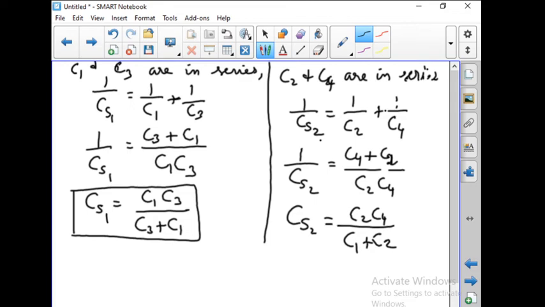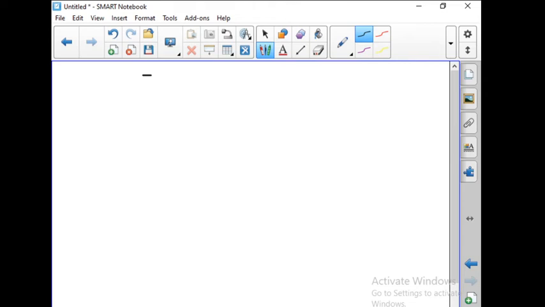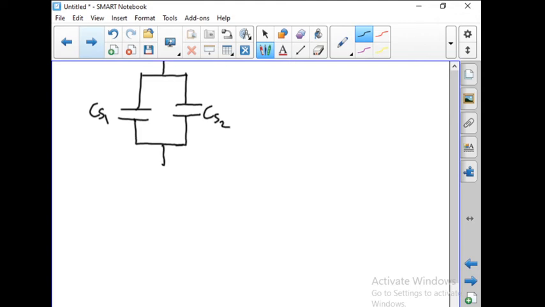Now, we can rearrange the circuit like this. So this is Cs1. It replaces two capacitors. Similarly, this side also replaces two capacitors. Now, what type of combination is this? These two capacitors are in parallel. Therefore, what is the formula for parallel combination? Cs1 plus Cs2.